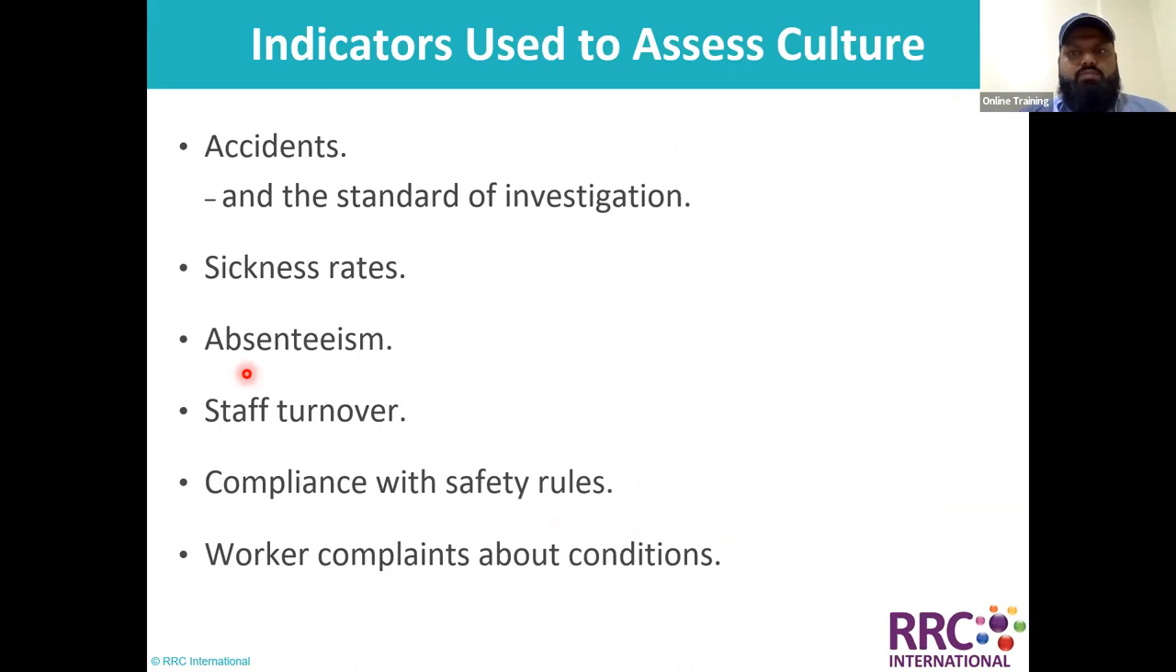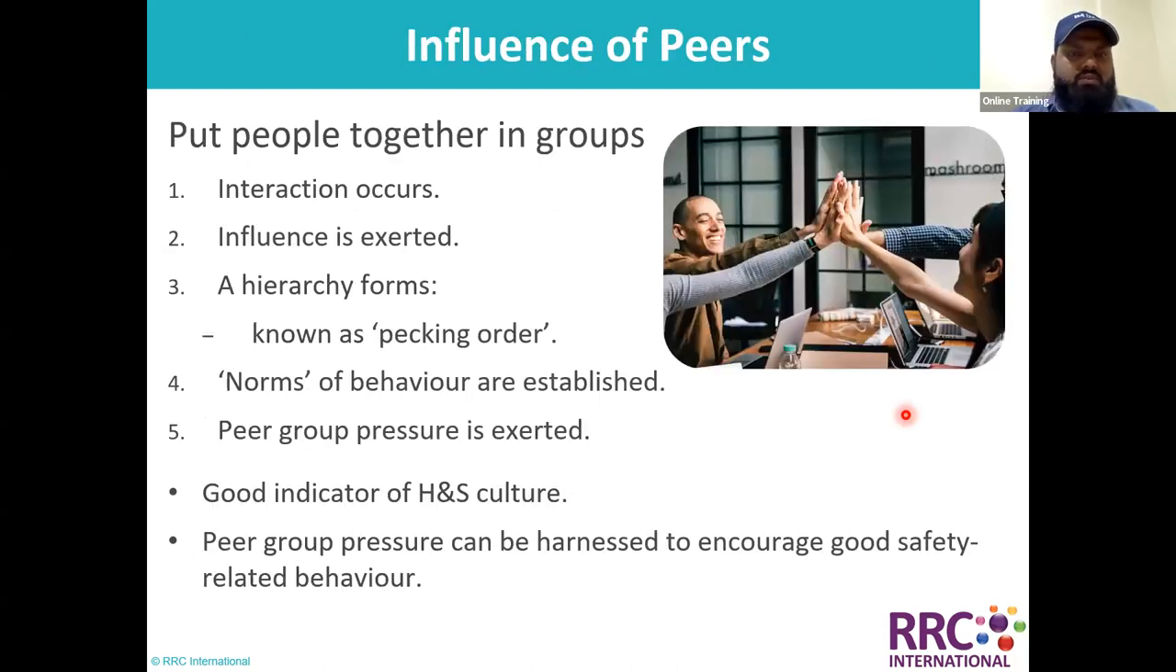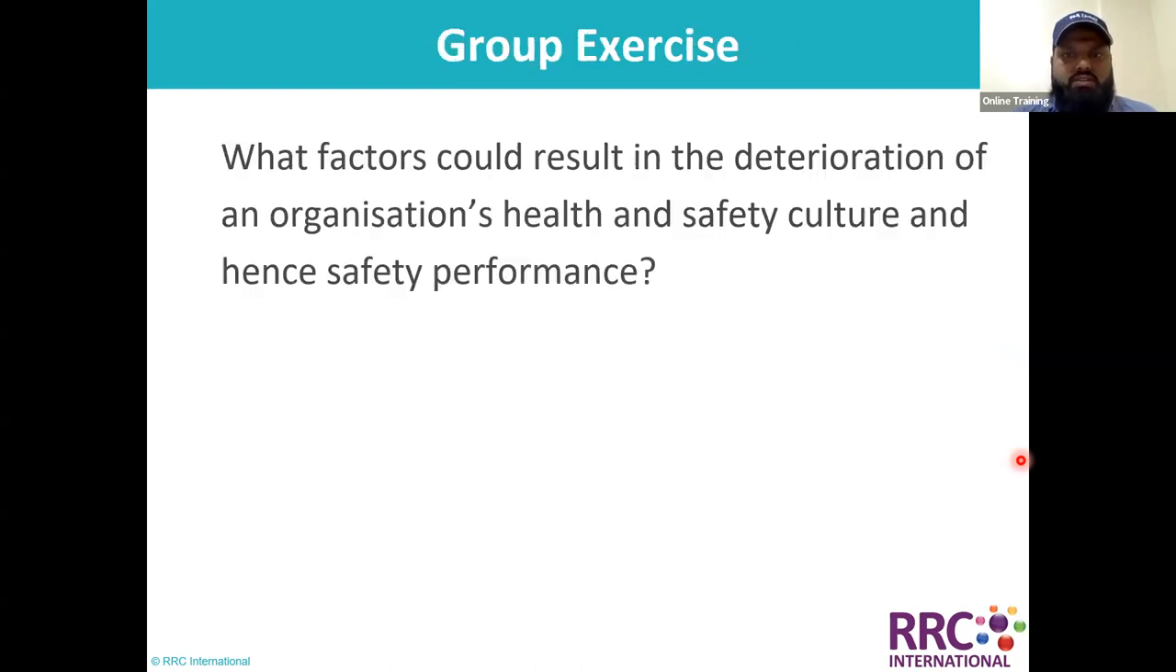Then we identified some indicators of positive and negative health and safety culture. If we have a positive health and safety culture, what are the indicators? Negative health and safety culture, what are the indicators? Or if these indicators are indicating that our health and safety culture is positive or otherwise negative. Then we discussed what kind of influence our peers or colleagues have on us, and how it plays an important role in directing the health and safety culture.